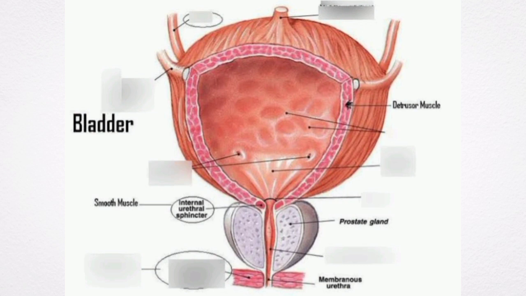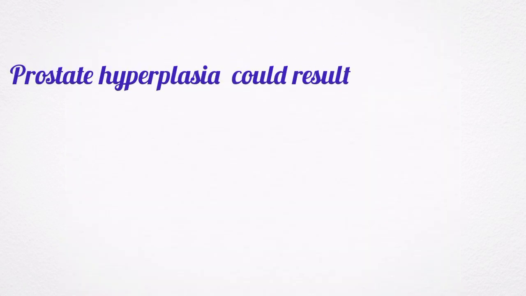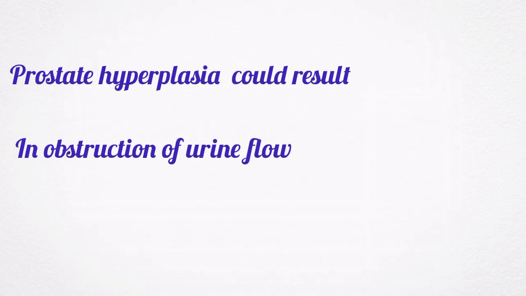Now, there are two important sphincters which play a significant role in holding urine in the bladder. These are the internal urethral sphincter and the external urethral sphincter. In males, between the sphincters is a prostate gland which plays an important role in sperm production. Now, when there is a prostate hyperplasia, it could actually result in the obstruction of urine flow.